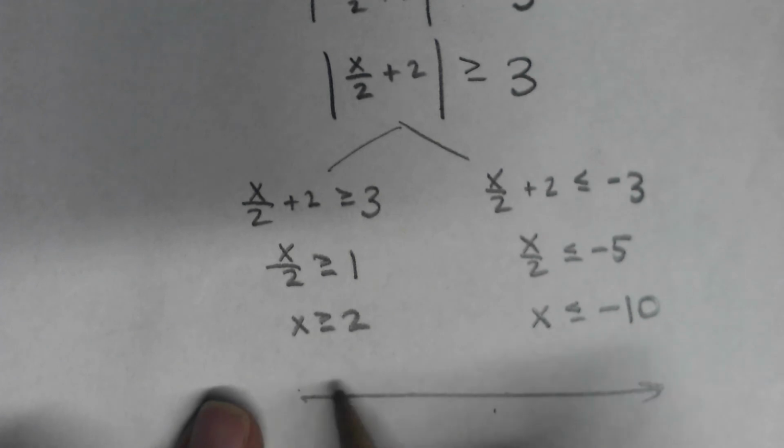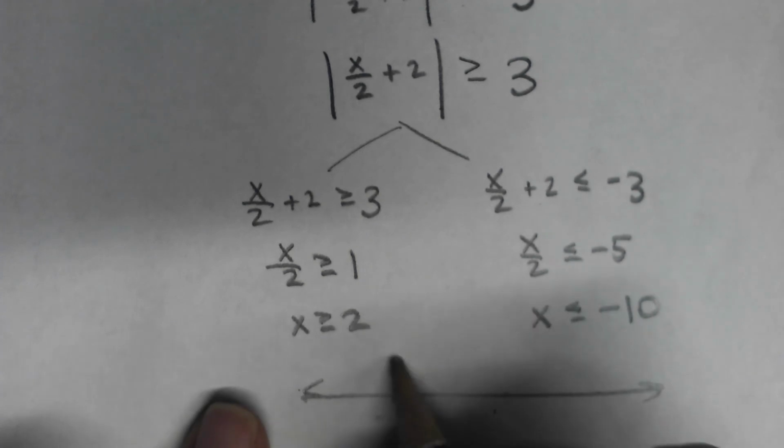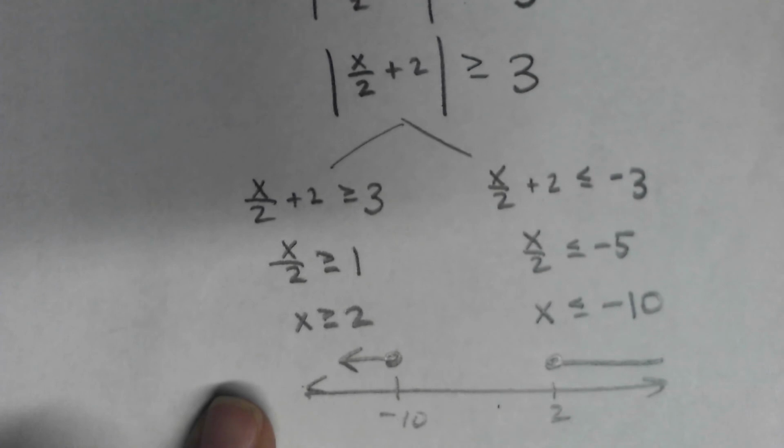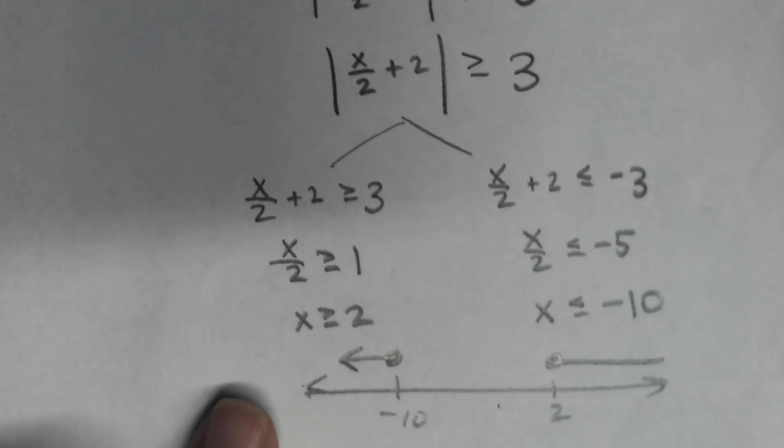And on a number line, that would be negative 10, and we're going that direction, and 2, and we're going that direction. So your interval notation would be that union: negative infinity to negative 10, union 2 to infinity. Okay?